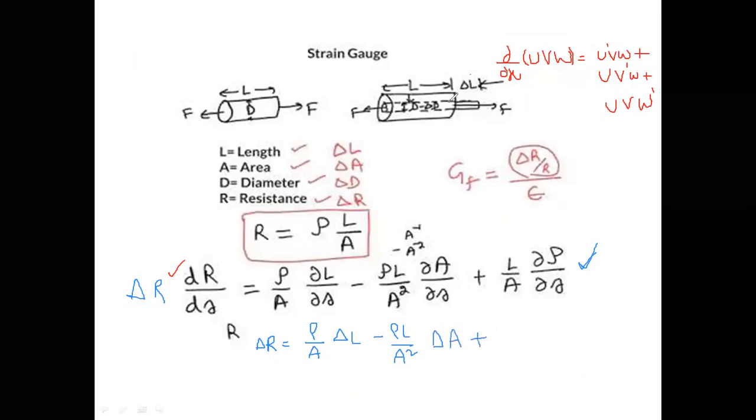Plus L by A, dou rho by dou S means change in resistivity, delta rho. So delta R equal to rho by A into delta L minus rho L by A square into delta A plus L by A into delta rho.